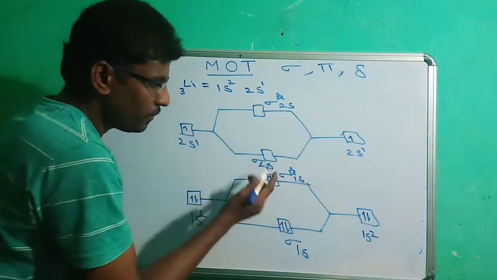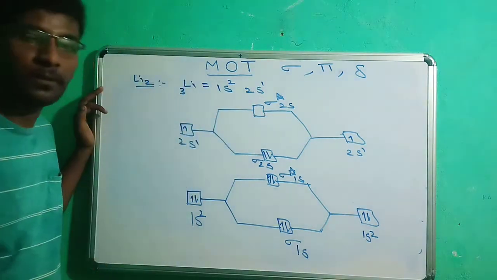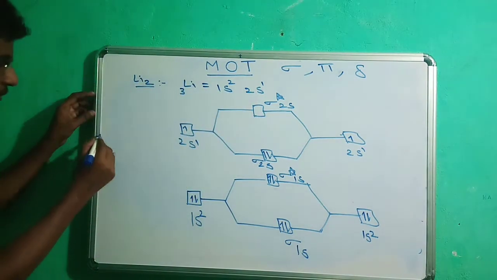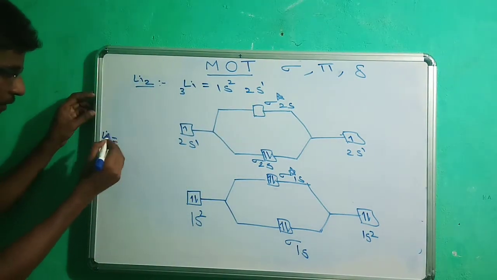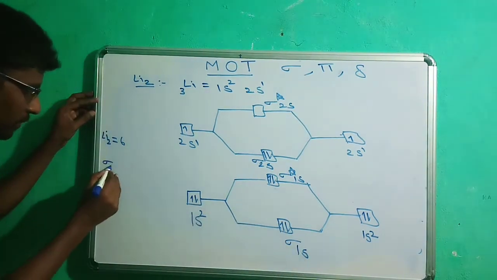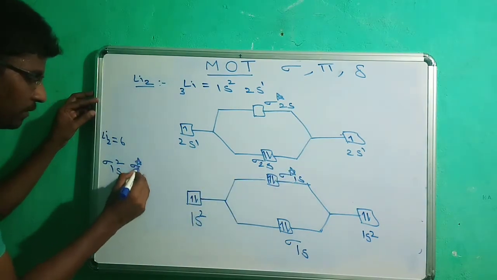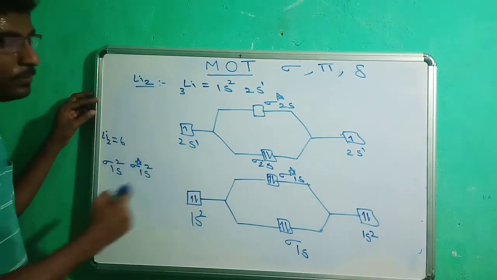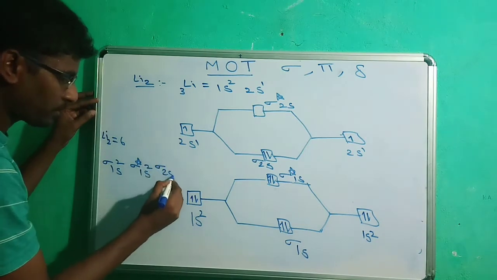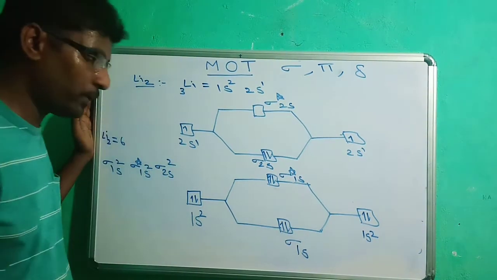For the 1s levels, 1 plus 1, 2 electrons must be filled in the lower energy level, and this is the empty molecular orbital. Now the configuration of the Li2 molecule having 6 electrons must be sigma 1s 2, sigma star 1s 2, sigma 2s 2. This is the electronic configuration of the Li2 molecule.